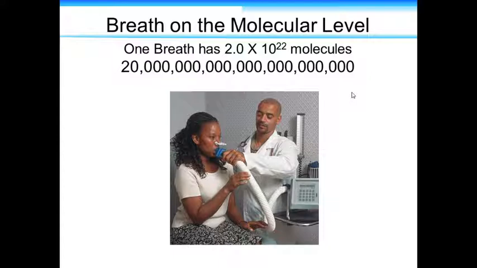Now let's try to conceptualize how many molecules are actually in a breath. When you take in a lungful of air, you're taking in about 2 times 10 to the 22nd molecules. This picture here is just this fellow testing this young woman's ability to take in a breath, measuring lung capacity. But for the average person, this many molecules zoom into our lungs when we take a breath of air, which is a lot.